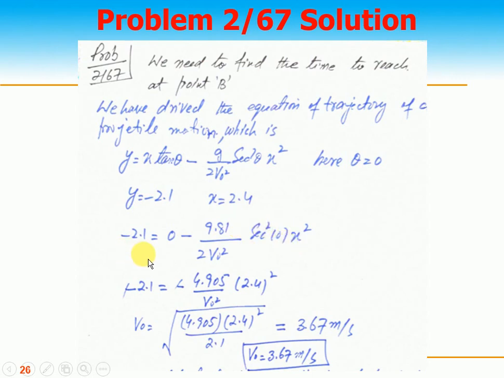So here I put the value of x as well, and I can find the value of the velocity, which is 3.67 meter per second. You see, by using the trajectory equation, we know the position y of x and theta. We find the velocity required initially to cross that particular point.